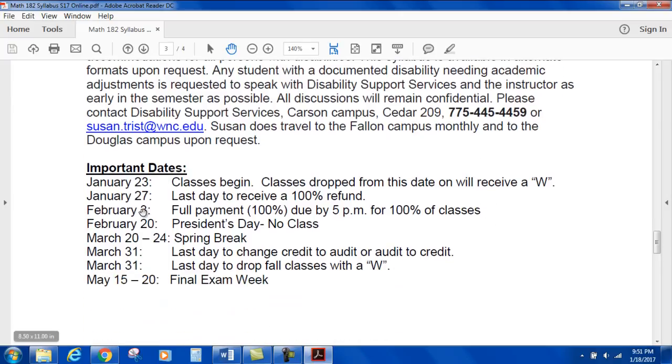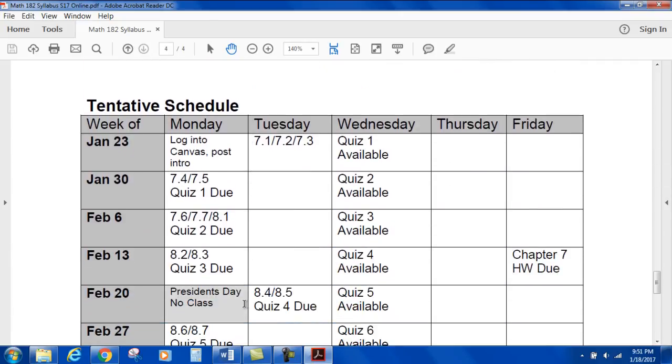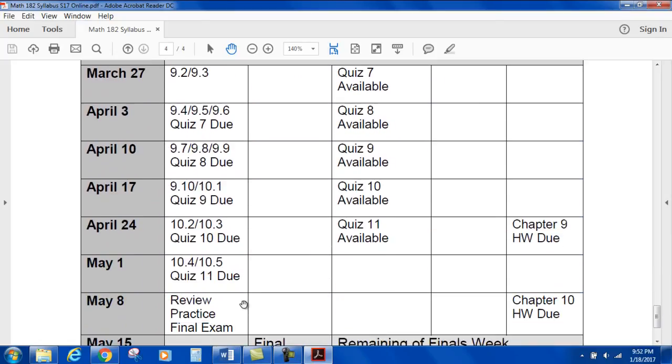Here is a list of important dates for the semester. If you think it's going to apply to you, you might double check those dates. Down here we have our tentative schedule for the semester.